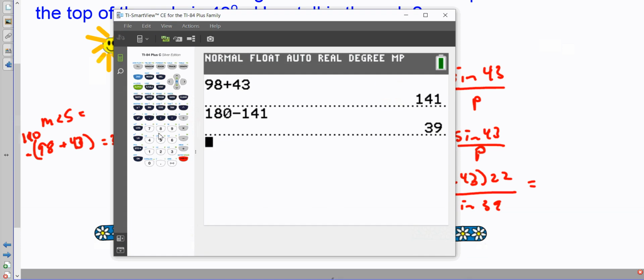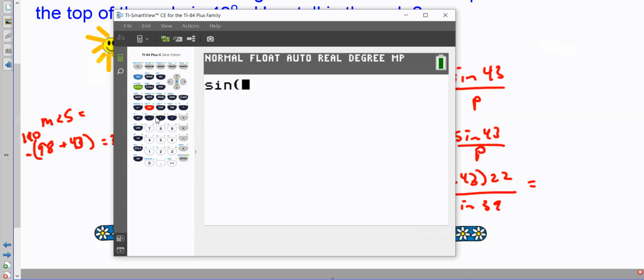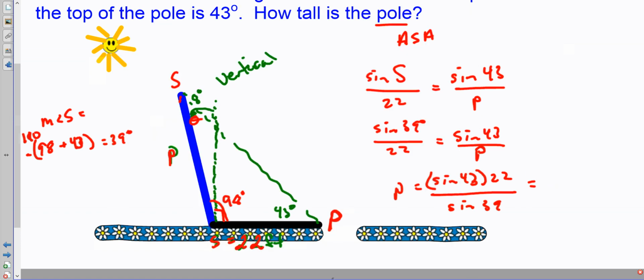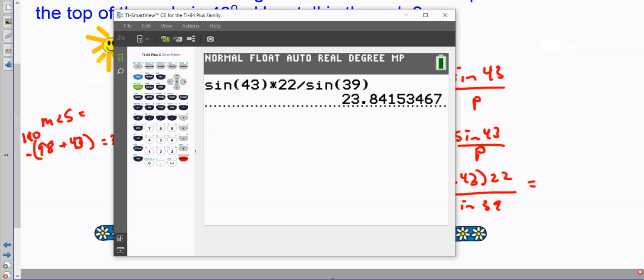Once again, take out your calculators, clear this, and take the sine of 43 times 22. Make sure your calculators are in degrees. Gotta love online calculators. Divide by the sine of 39, and press enter, and it equals 23.841. So 23.841 is going to be our answer. And that's how we solve that problem.